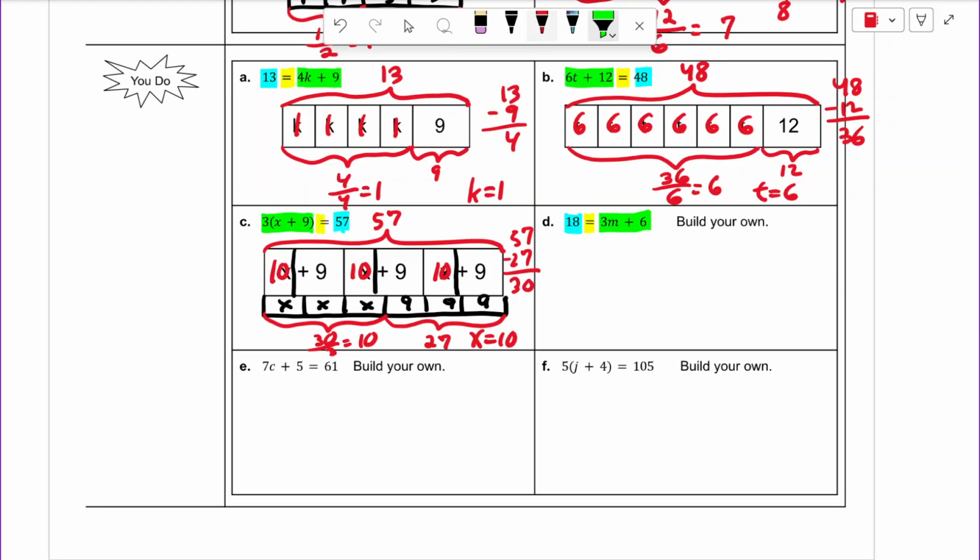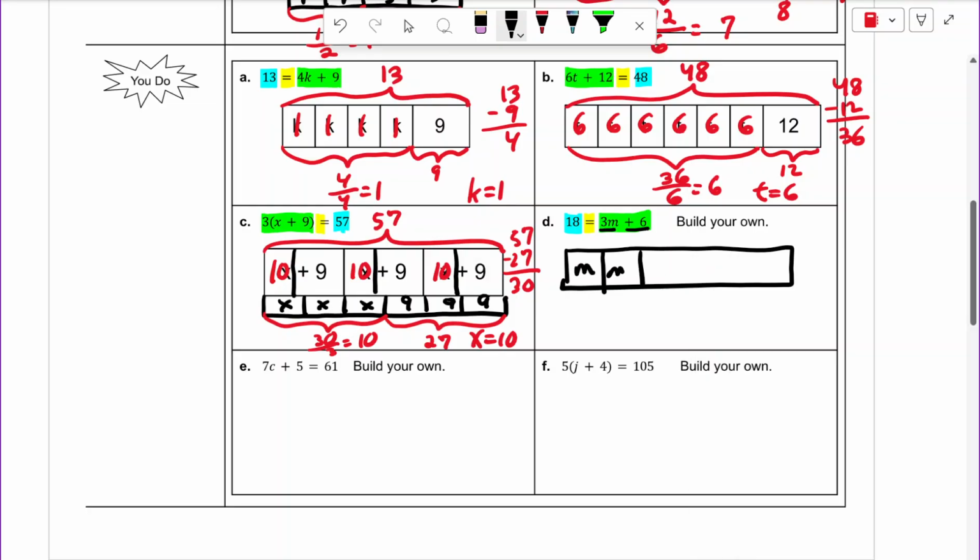Okay, so we're going to make our rectangle. You can make it as long as you like. About that long will be just fine. And inside the rectangle, you can see that there are 3 m's and there is the number 6. So we need to start with the very first box here. There's 1 m. Try to make them the same size. That's an m. And then the next box will be an m. And then the last portion here will be that 6.